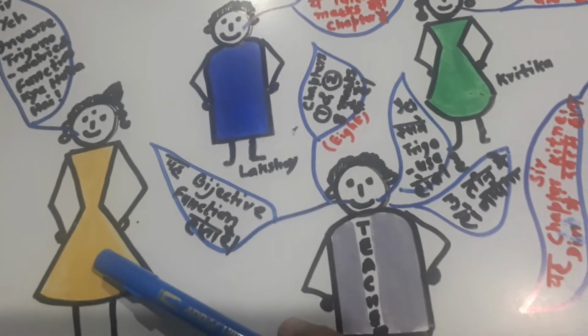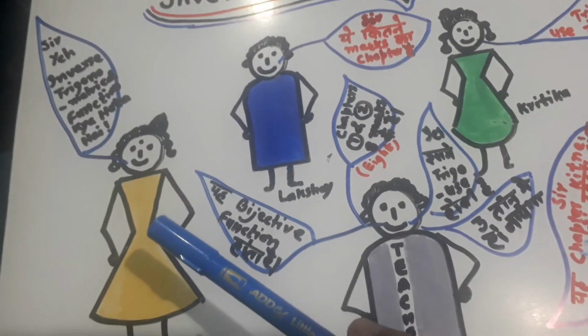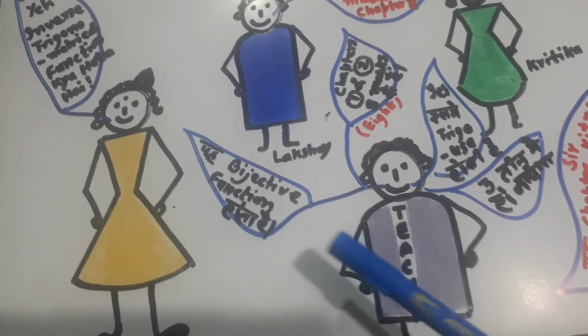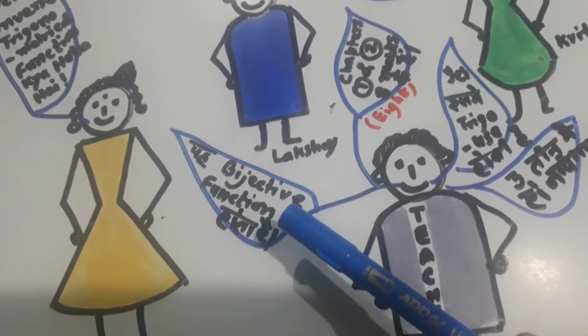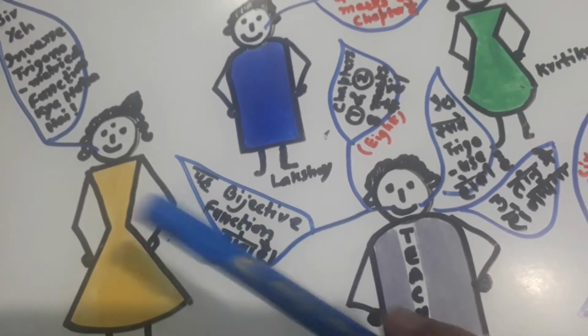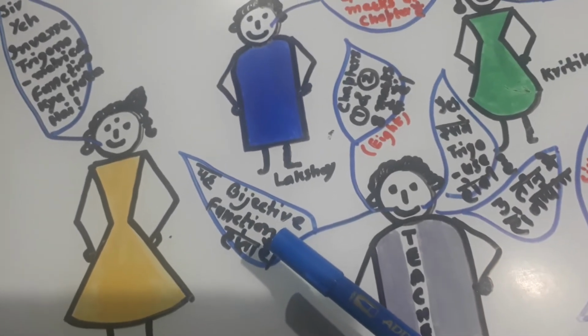This girl was asking what is inverse trigonometrical function, and the answer is these are bijective functions. Inverse trigonometrical functions are bijective. Bijective functions are 1, 1 on 2.